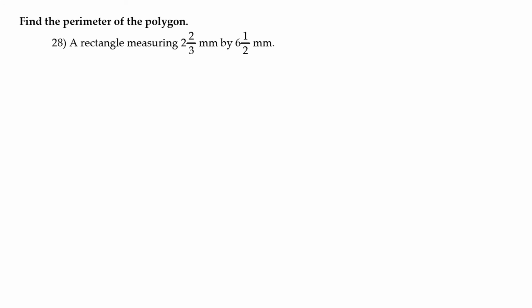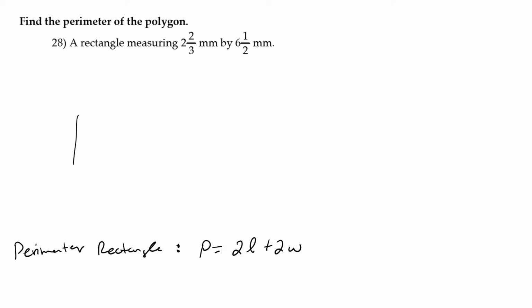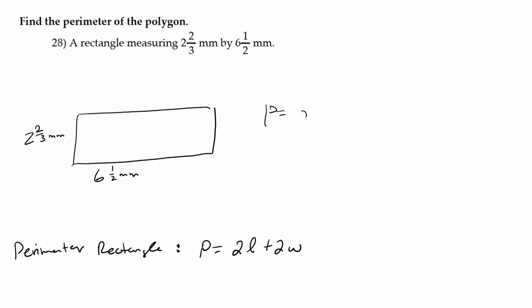All right, find the perimeter of the polygon. So remember, perimeter of a rectangle. That's going to be perimeter is 2 times the length plus 2 times the width. So if I have a rectangle here measuring 2 2/3 millimeters by 6 1/2 millimeters, my perimeter is going to be 2 times 2 2/3 plus 2 times 6 1/2.